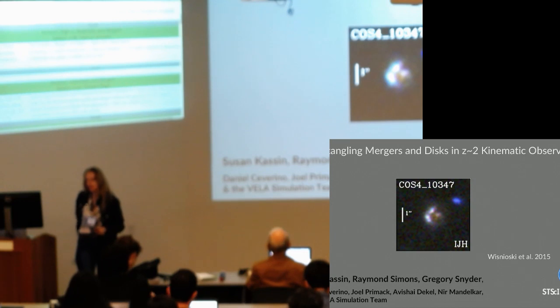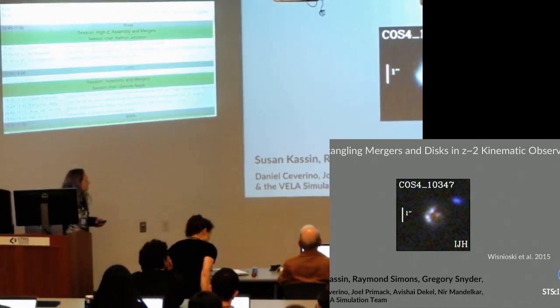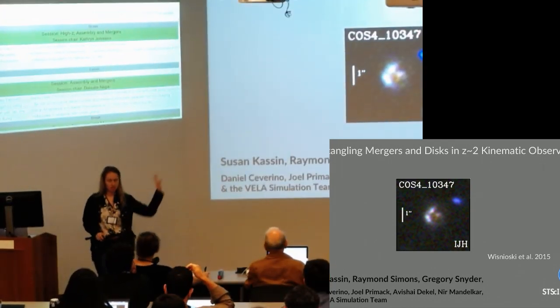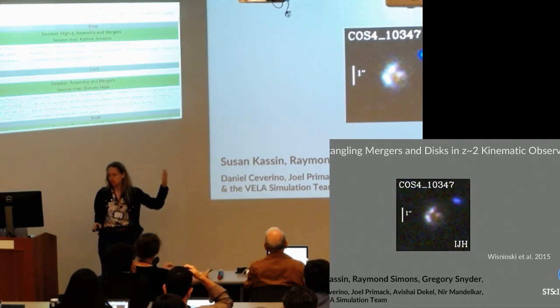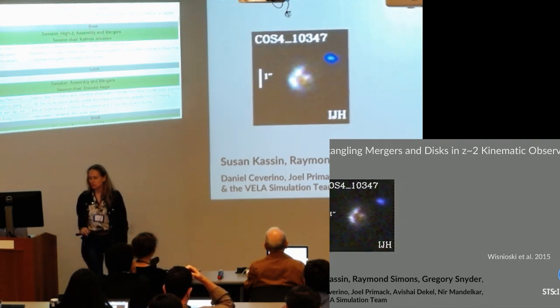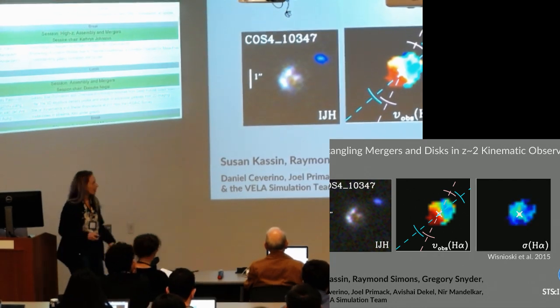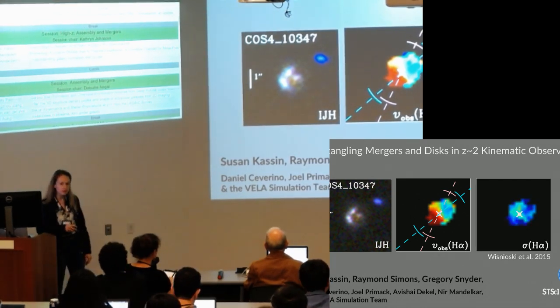So I'll be talking about disentangling mergers and disks in redshift 2 kinematic observations. This is a galaxy at a redshift of 2. This is its Hubble image. This is an average galaxy. And now we're going to zoom in and look at its kinematic maps. By kinematic maps, I mean kinematics of the gas.